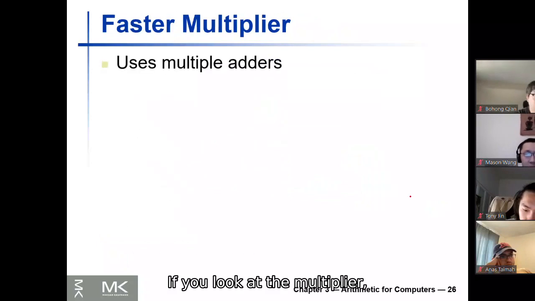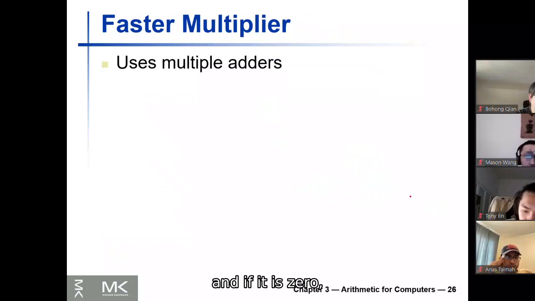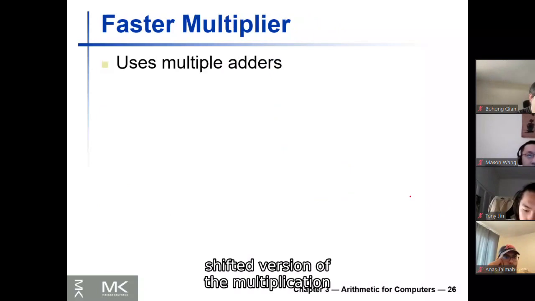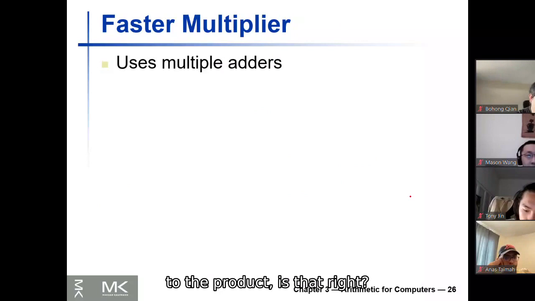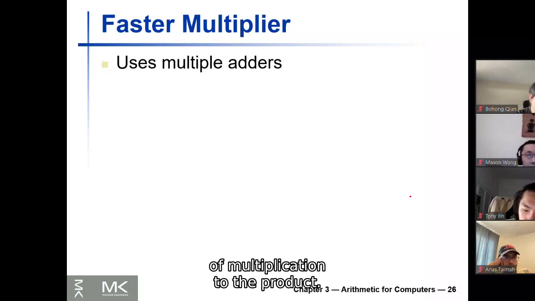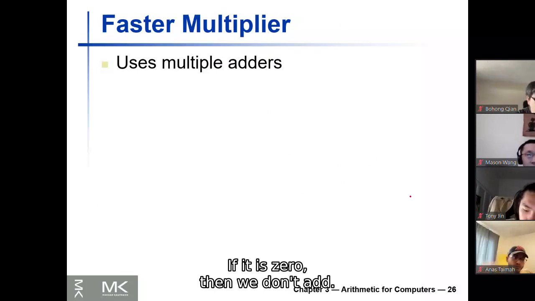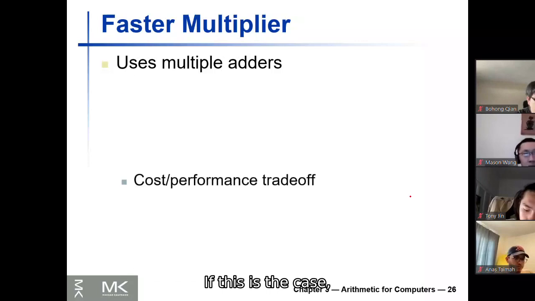If you look at the multiplier, what we have done, we were looking at the multiplier bits, and if it is 0, we didn't add anything. If it is 1, we add a shifted version of the multiplicand to the product. Is that right? So that's what we have done. Adding shifted version of multiplicand to the product. Either it is 1, which will be added, or if it is 0, then we don't add anything.